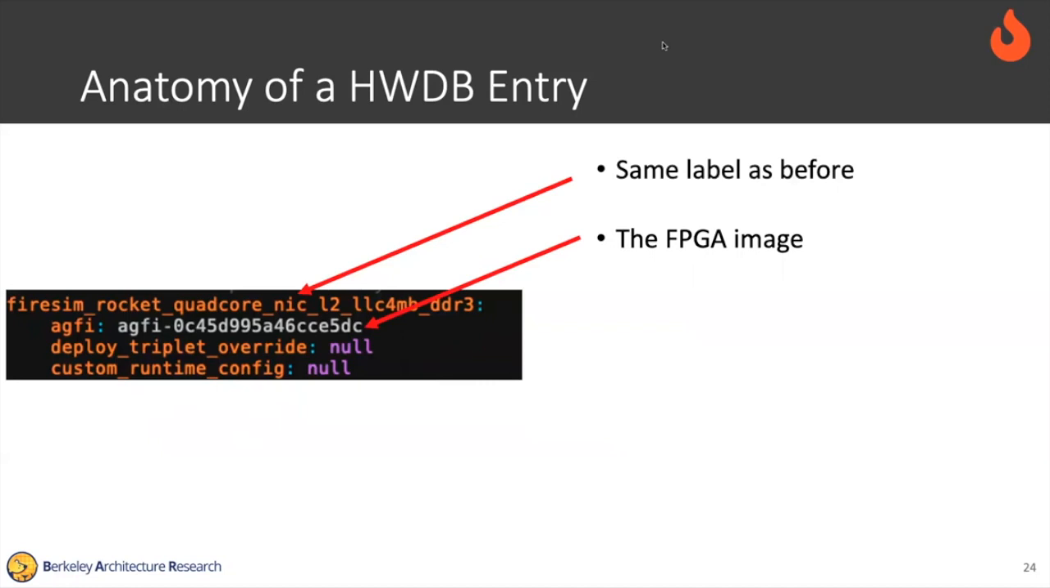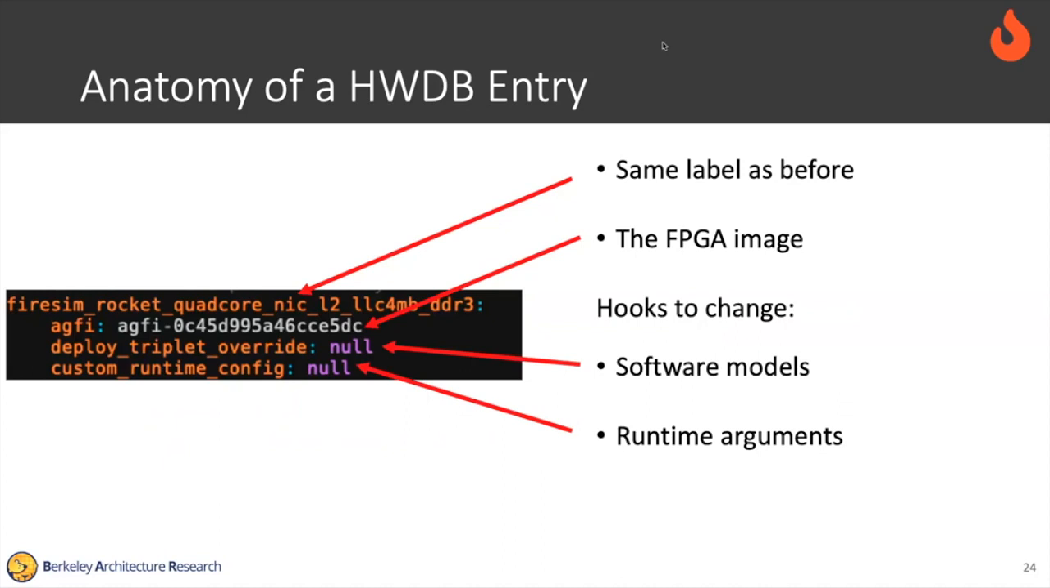In the case of AWS, they have AGFI strings. So it's this unique identifier for the bitstream that lives in the cloud. And then other miscellaneous hooks indicating software models and runtime arguments. For the sake of this conversation, we probably won't go too much into detail on the hooks to change, but we have plenty of documentation online about what exactly those do, but those are mainly for power users. I saw a hand over there for questions.